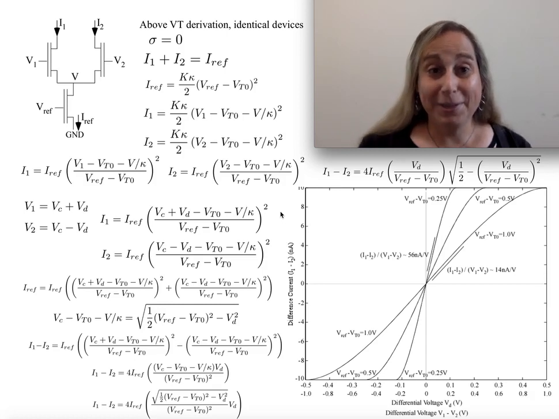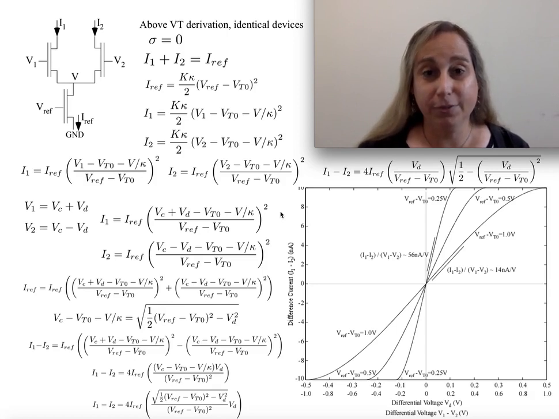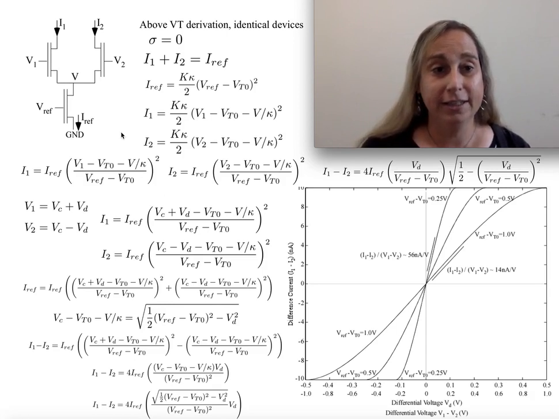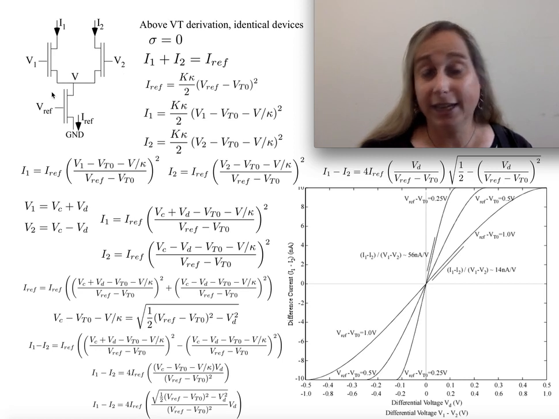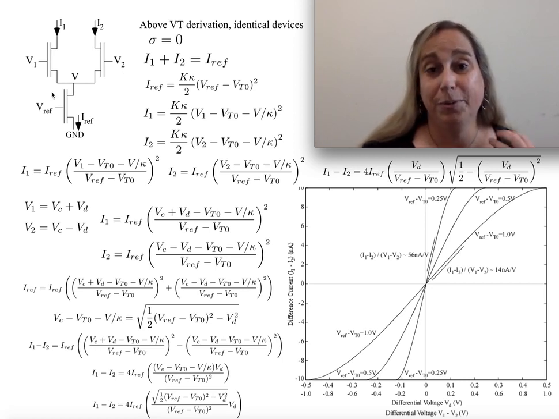In this discussion, I want to talk about an above threshold derivation discussion about what a differential pair circuit looks like. Sort of a structure like this. I'm going to assume there's no sigma, no Dibble, no channel length modulation, so I can just look at these devices and ask, what does it look like for an above threshold derivation?